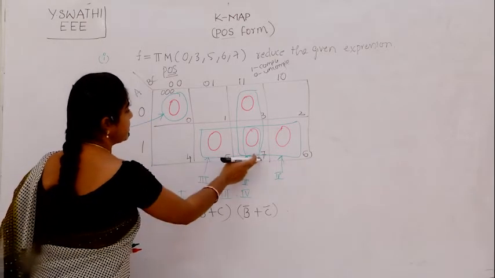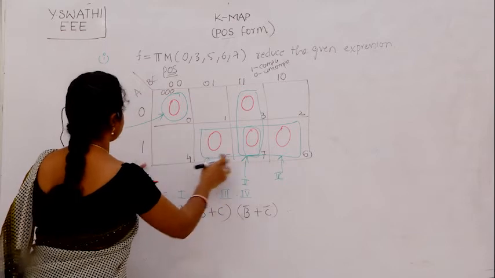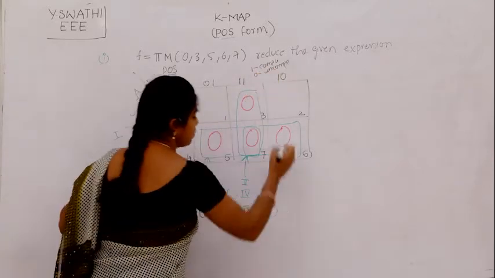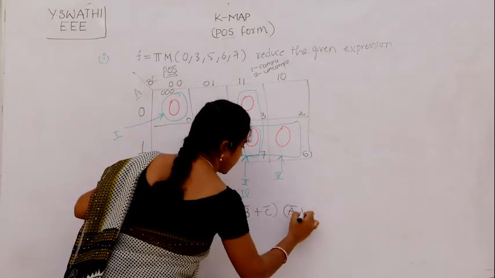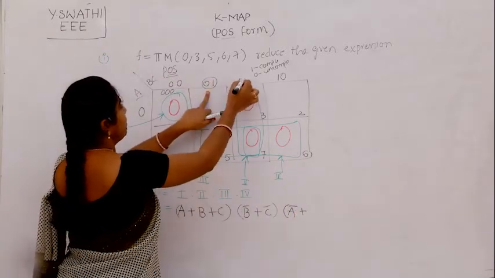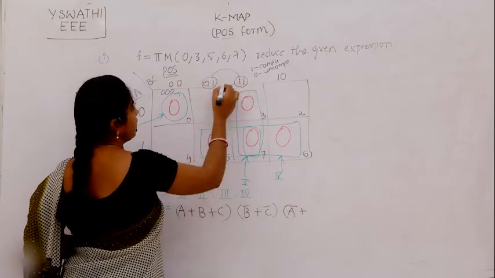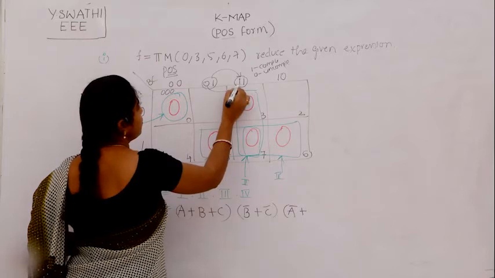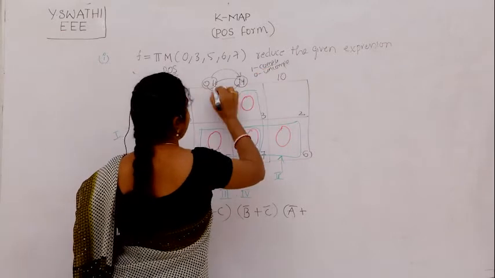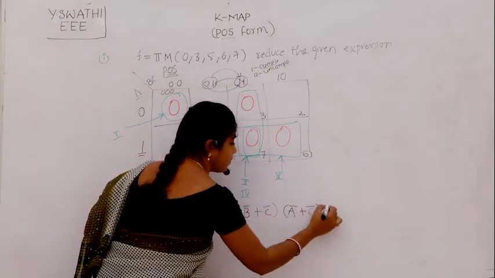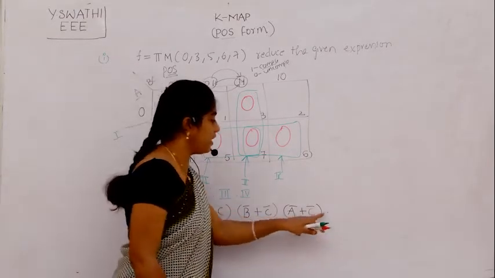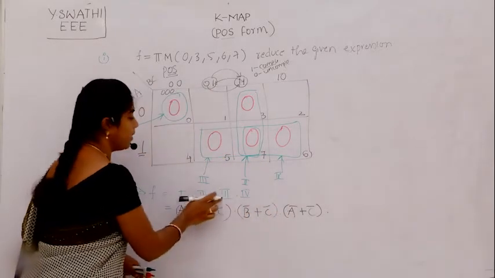And next, the third group, it is 5 and 7 cells. In 5 and 7 cells, A is unchanged in one form, 1 is complemented. So A bar plus, in these 5 and 7 cells, the BC combinations are 0 1 and 1 1. 0 1 is changed to 1 1. In this, B is changed from 0 to 1 and C is unchanged, that is 1. 1 is nothing but the complemented form of C. C bar. Because it is POS form, we should write the product of the given prime implicants.